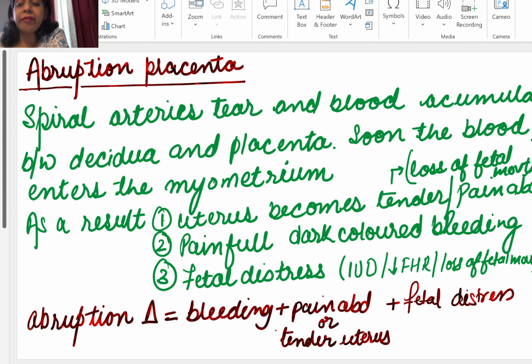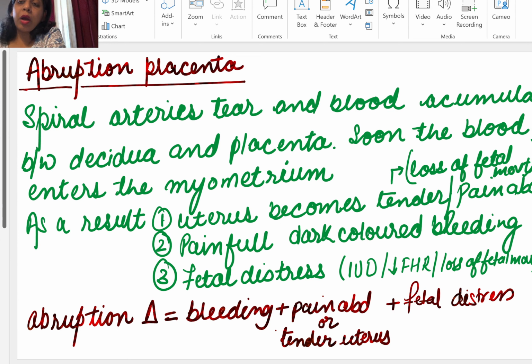Why is it tender? Whenever blood enters a muscle, the muscle will be tender. For example, when we get a bruise where blood has entered the muscle, we feel a lot of pain and that side becomes tender. In a similar way, when blood has entered the uterine myometrium, the uterus becomes tender, and there is loss and pain in the abdomen. Okay, the second triad is painful dark colored bleeding.